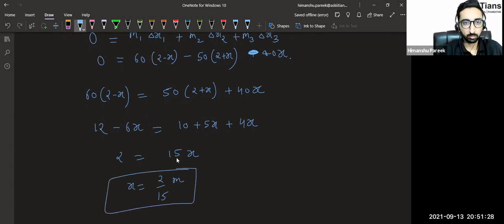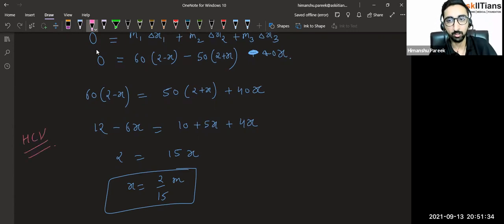This is a question from S.C. Verma's book, chapter Center of Mass, Linear Momentum and Collision, question number 12. I hope you understood the problem. Okay, then that's all for today. Thank you so much. Bye bye.